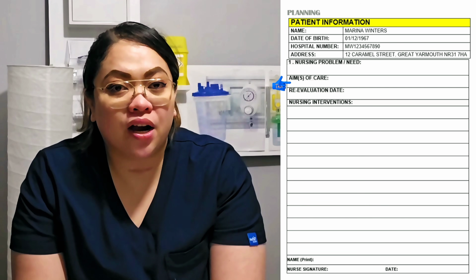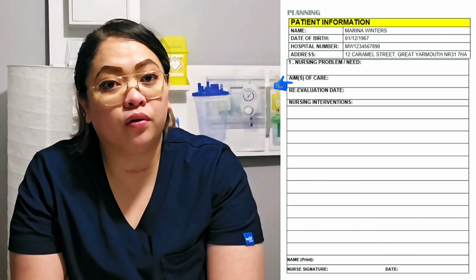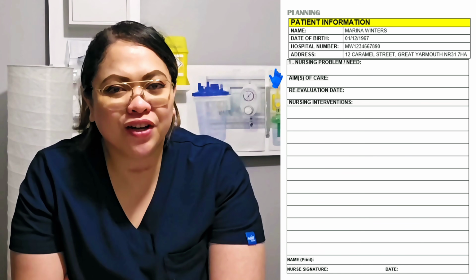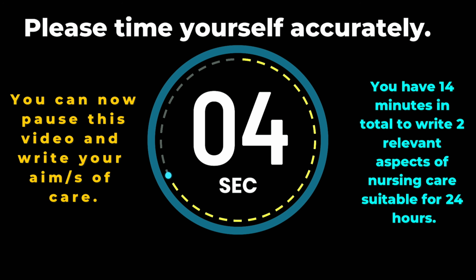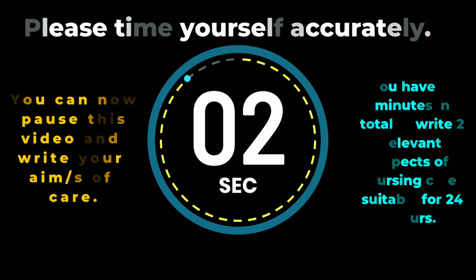Now, let's go to the next box, which is our aim. Writing the aims of care, it should also be measurable. So what's our aim? You can write it now, nurses. You can now pause this video and write your answer. You have 14 minutes in total to write 2 relevant aspects of nursing care suitable for the next 24 hours.